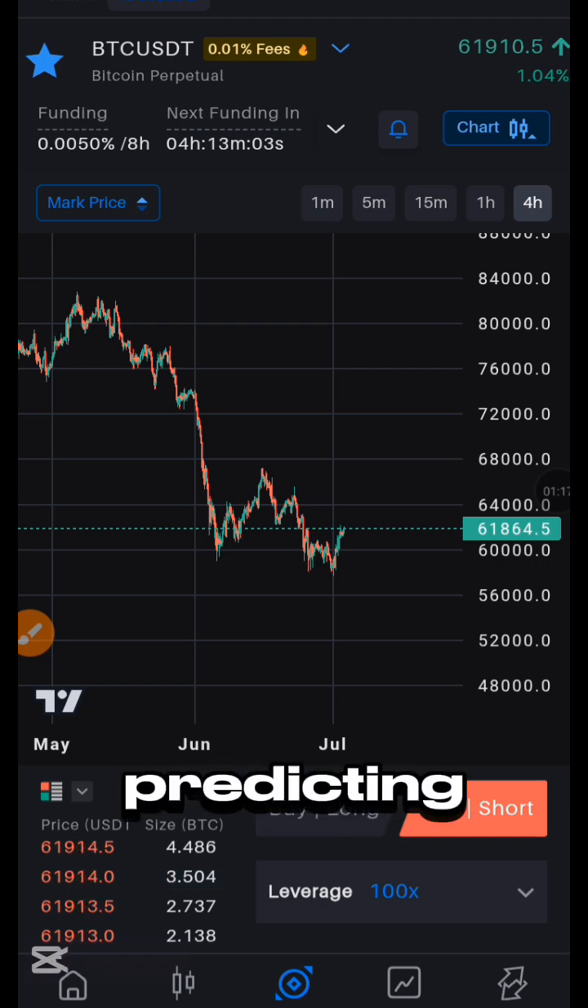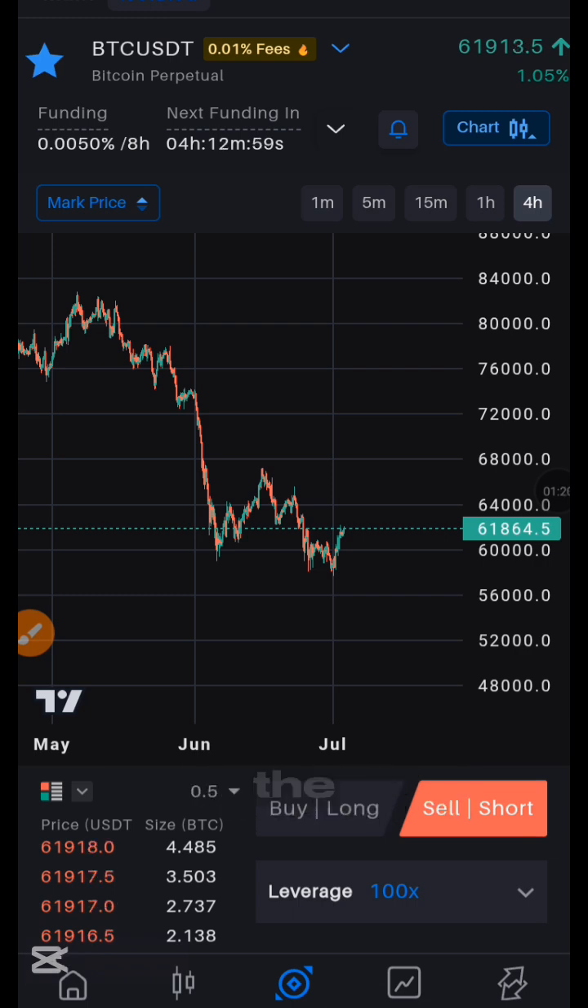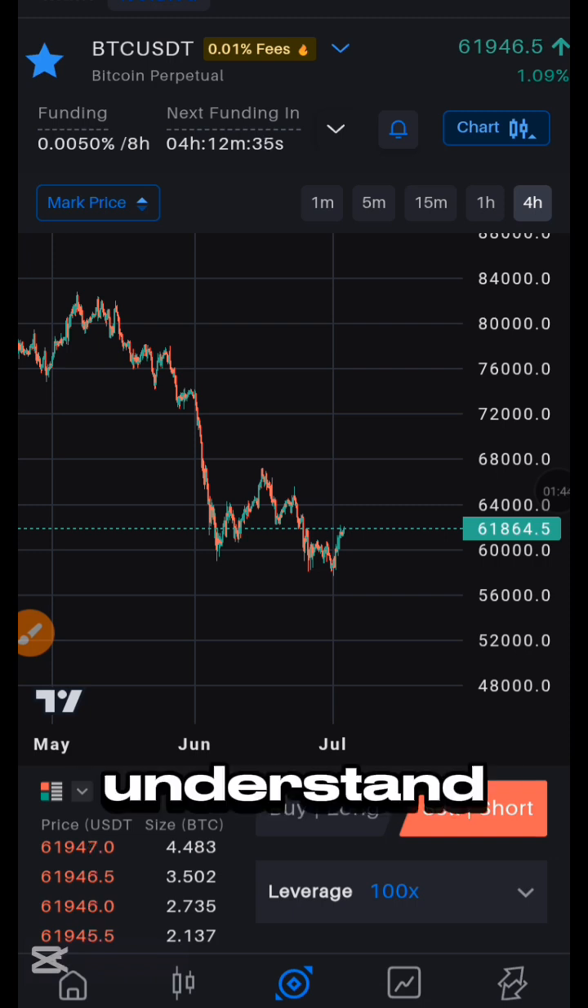You are simply predicting the price movement of an asset, you're not actually buying the coin itself, rather you are predicting where price will go. That means you're betting on the price movement, and if price goes in your direction, you make money, and if price does not go in your direction, you lose money. Now I'm going to be taking you through a step-by-step process on how to understand everything.